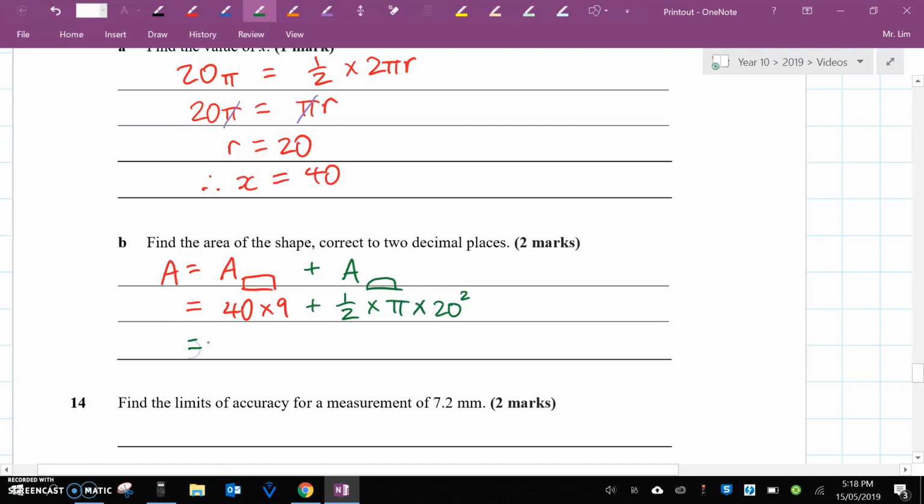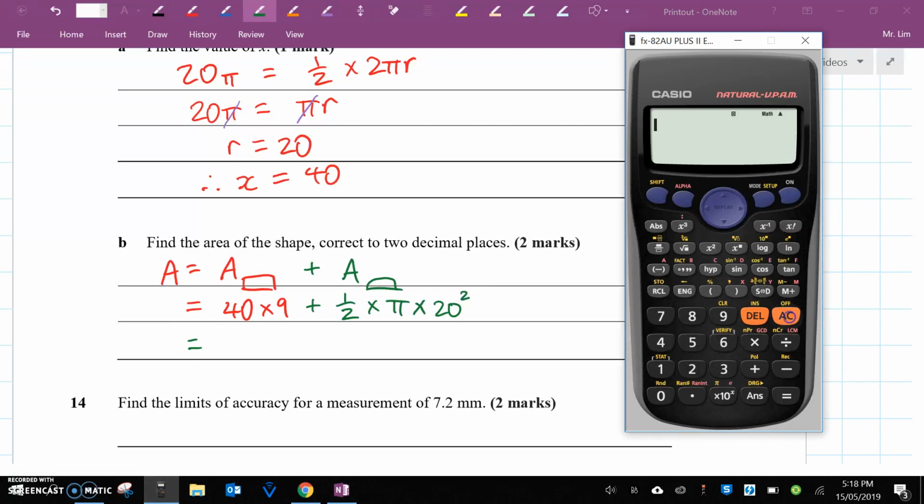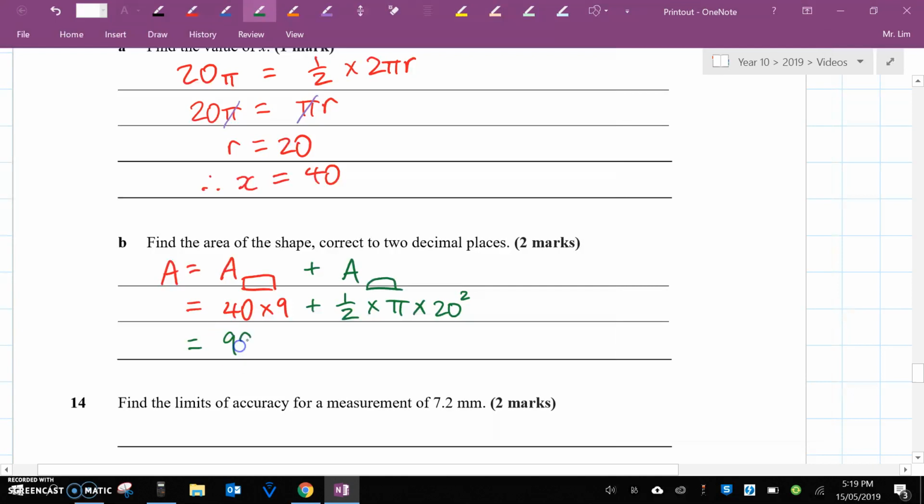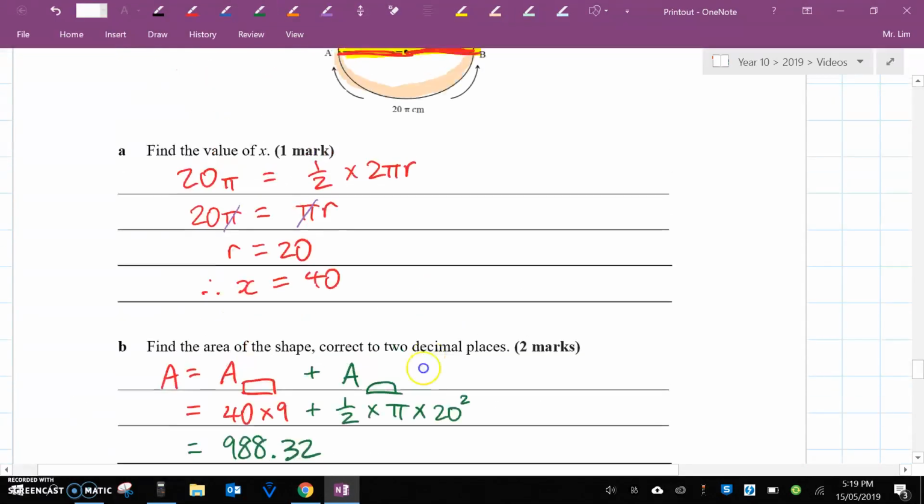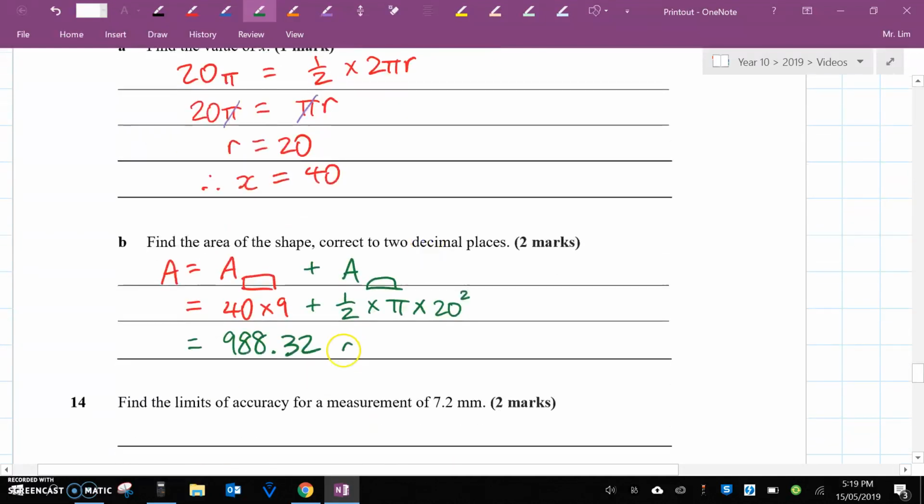Let's put that in the calculator and see what we get. 40 times 9 plus half times pi times 20 squared. 988.32, and the units is centimeters squared.